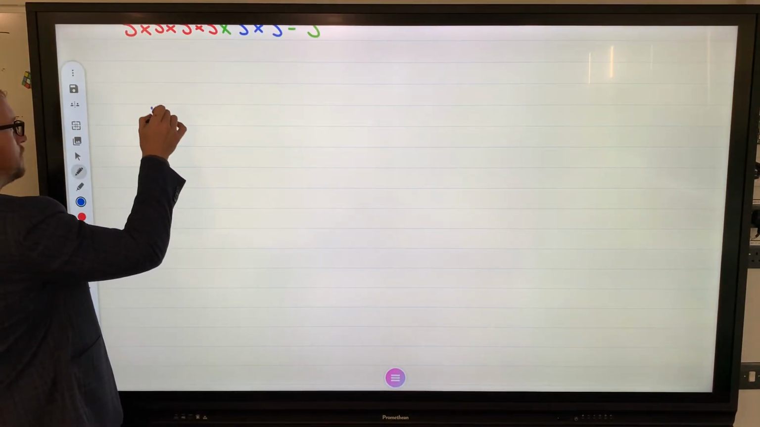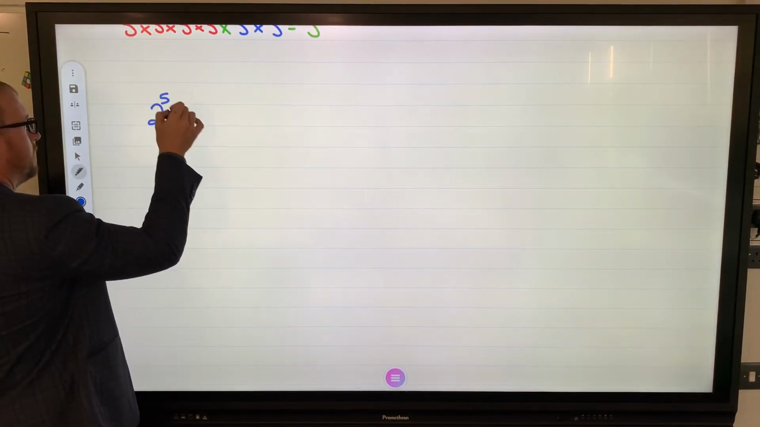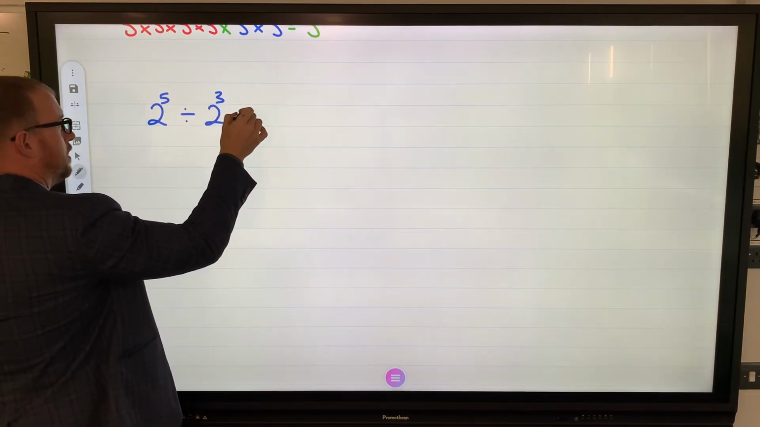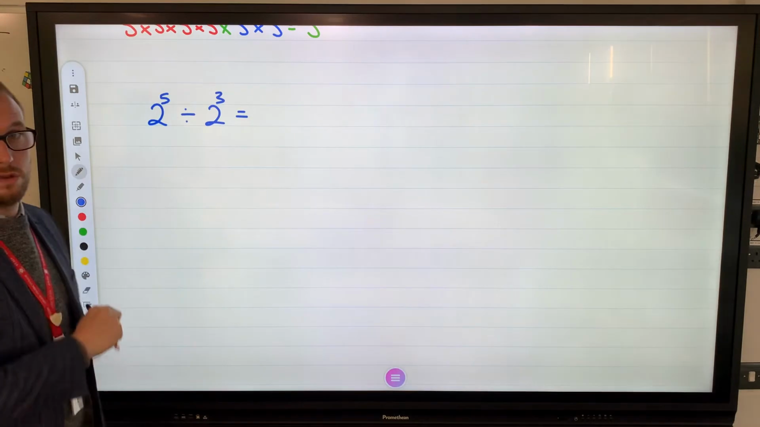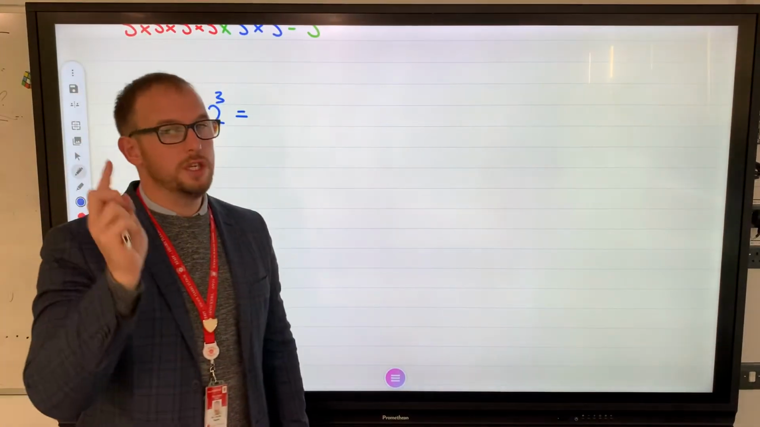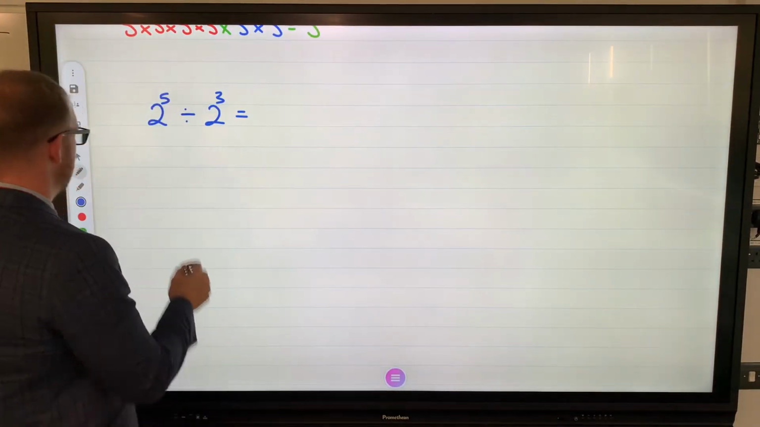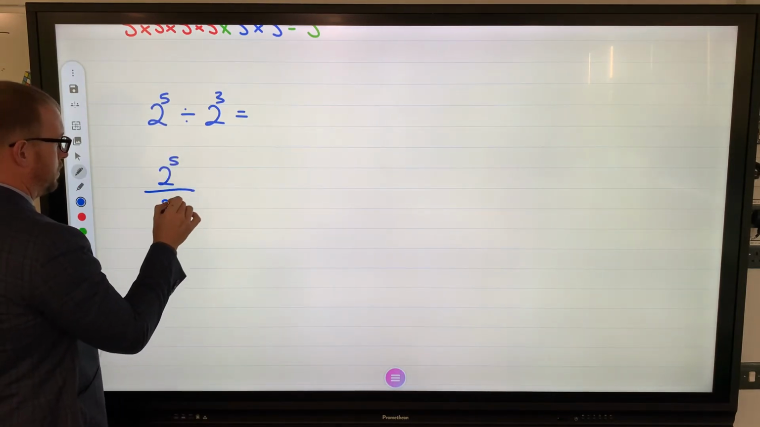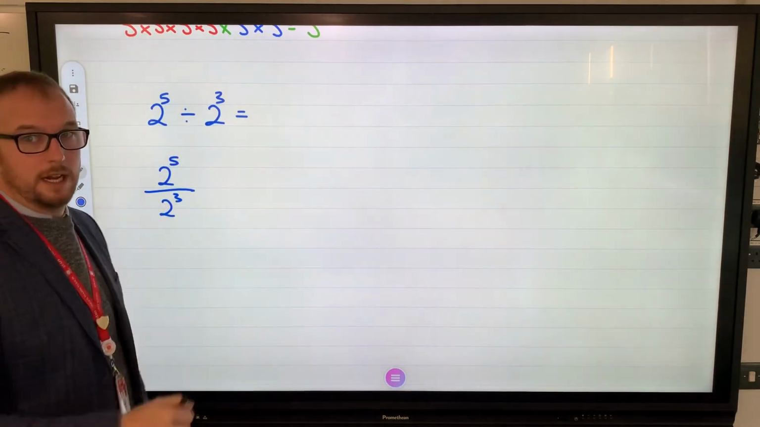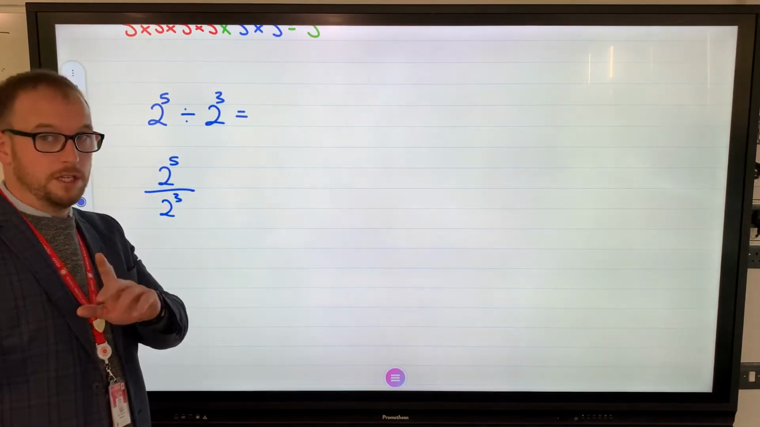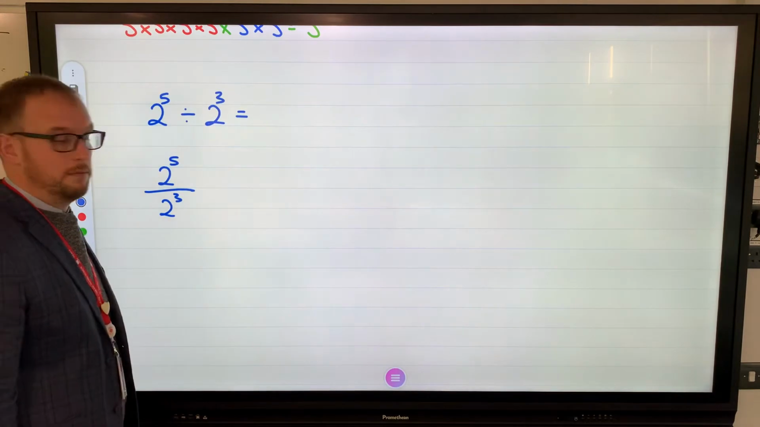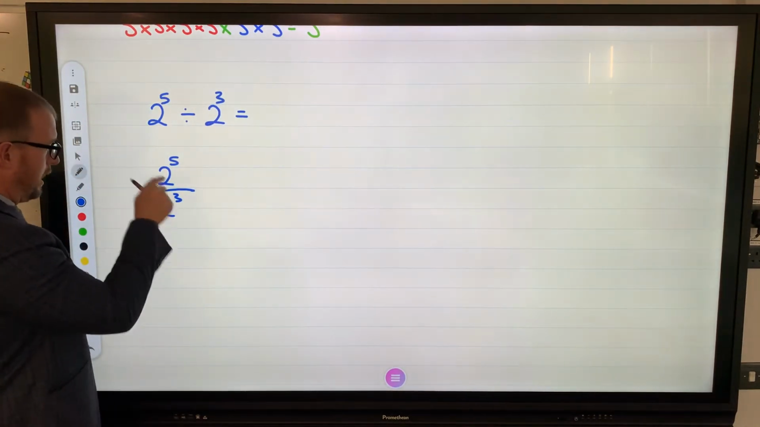Let's have 2 to the power of 5 divided by 2 to the power of 3. Now, you're used to seeing the divide sign looking like that, but at GCSE though, we tend to use 2 to the power of 5 over 2 to the power of 3. It means exactly the same thing. Please don't freak out, you see a fraction. The fraction literally is a divide symbol. You can see it there. Okay, line with top and bottom.